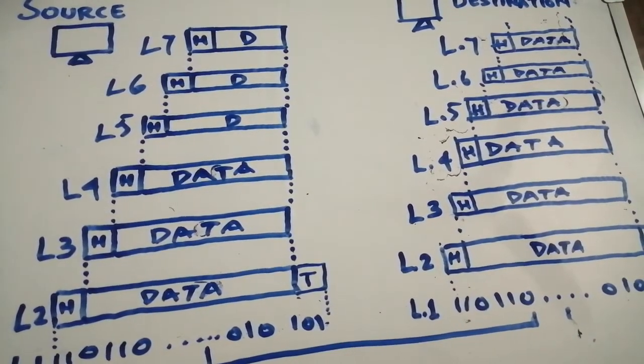Welcome to lecture number 4, part 3 of Data Communications in Computer Networks. In the last part, we saw 7 layers of OSI model, from layer 1 to 7.